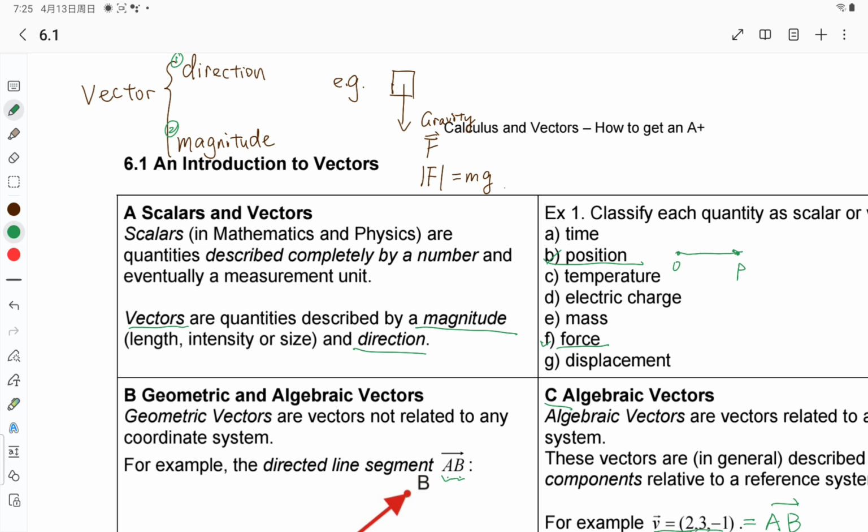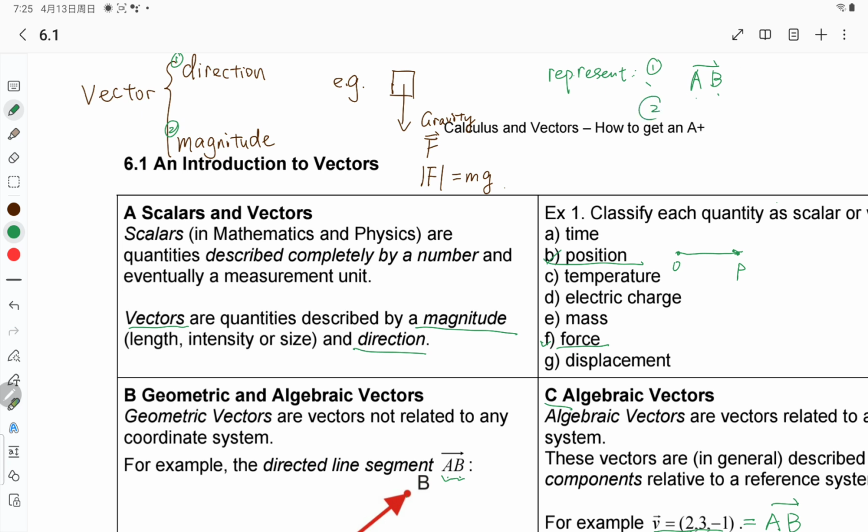And then to represent a vector, because we talk about a lot of words, to simplify it, we just use a starting point and an ending point, so we have an arrow. This arrow means direction, and then the magnitude will just be coordinate B minus coordinate A, right?